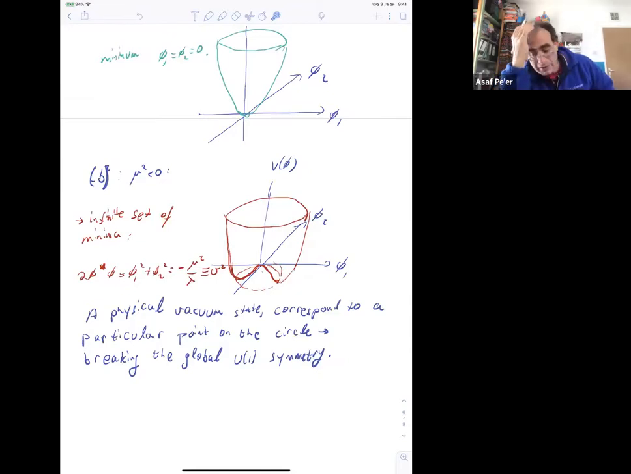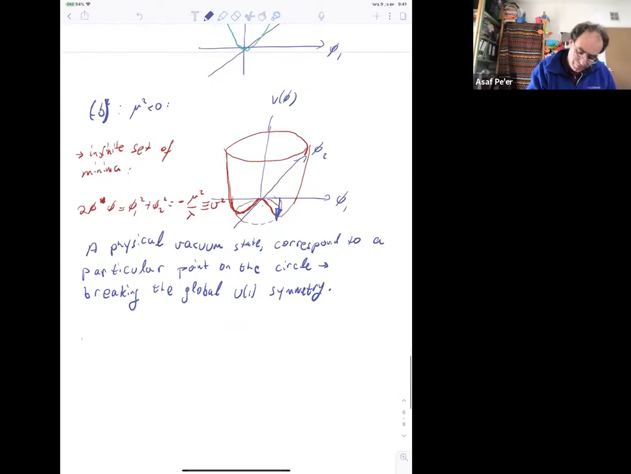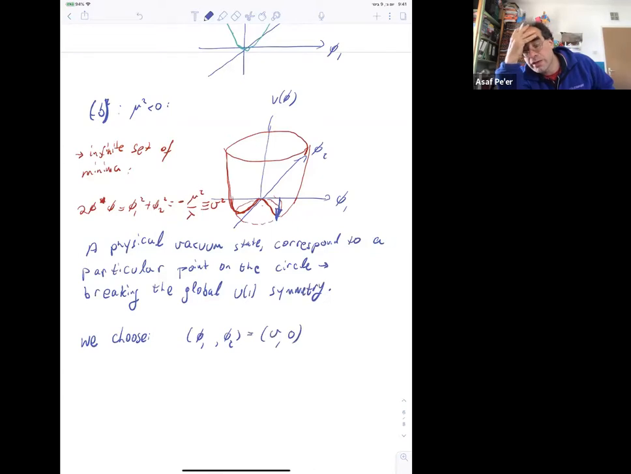So again, without loss of generality, we're going to choose the vacuum state to be in the real plane. So we're going to put the vacuum state that we choose right here. So we choose phi1, phi2 to be equal to V and 0. That's our choice. Once we made this choice, we broke the symmetry, right?